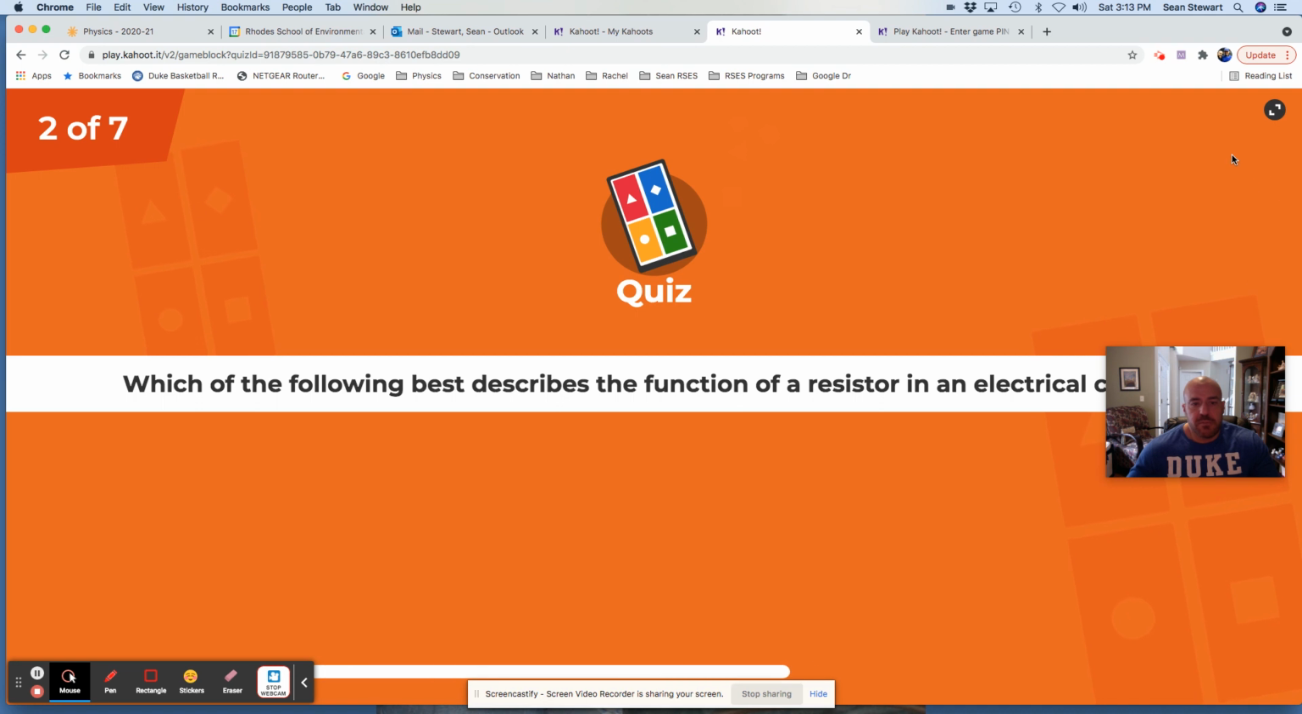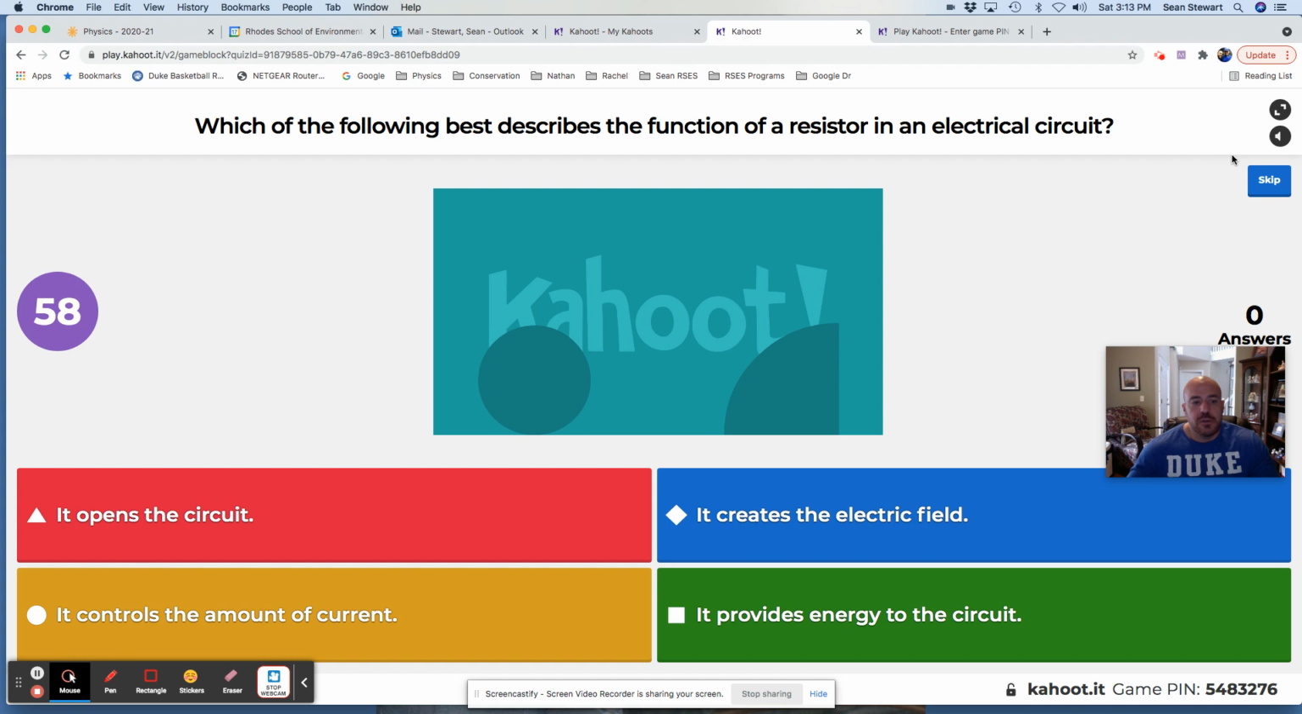Which of the following best describes the function of a resistor in a circuit? What do resistors do? Press pause.